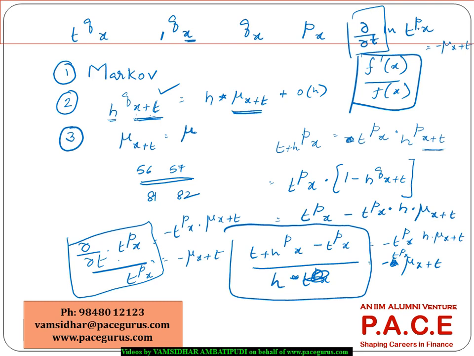So I'll remove this derivative, which means I am doing an integration now. Log tPx is equal to the integral between, let's say, 0 to t of minus mu x+t. So tPx is nothing but e to the power of minus the integral from 0 to t of mu x+t dt. So probably I could write it in a better way: tPx equals e to the power of minus the integral from 0 to t of mu x+s ds.